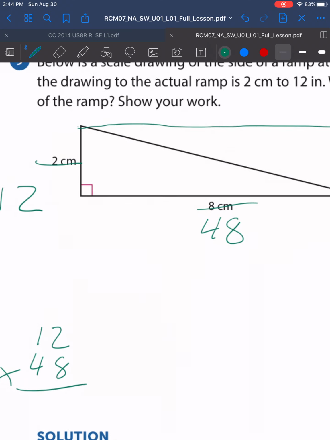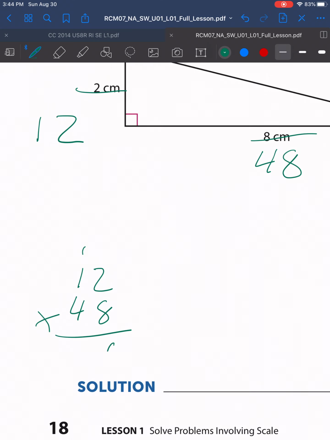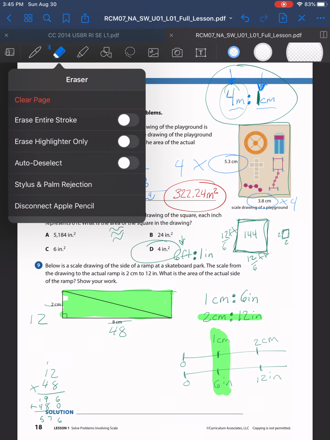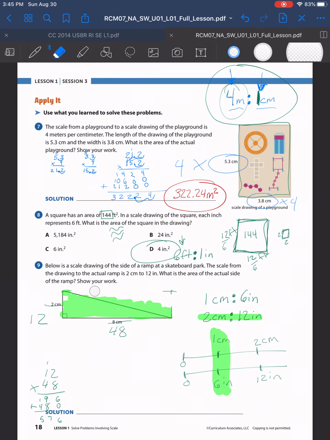If I were to take 12 times 48, I would get, let's find out. 8 and 8 is 16. 8, 9. Placeholder 0. 4 times 2 is 8. 4 times 1 is 4. Add them all up. 576. Okay, so I'd get 576, but you guys, 576 is the area of the whole caboodle, right? That's the whole thing. I don't want the area of the whole thing. I want the area of only half of it.